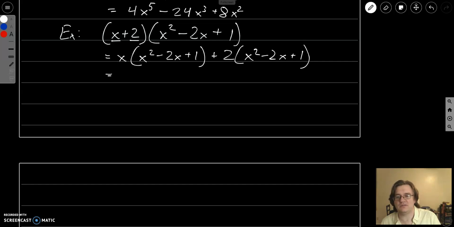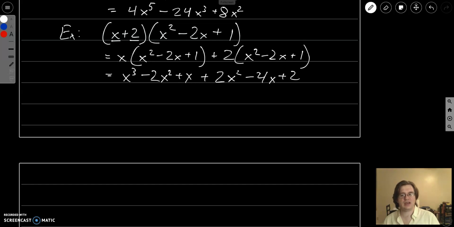Next, we'll distribute all of these. So x times x squared will be x cubed. X times negative 2x will be negative 2x squared. X times 1 is x. So I've just distributed this x to each of those 3 terms, plus 2 times the first term here, plus 2 times negative 2x. So the negative sign will hang around, and I'll get negative 4x, and 2 times 1. And we are nearly done.